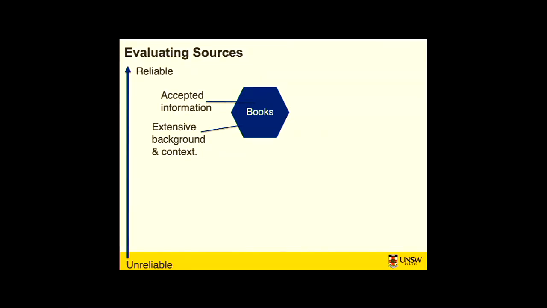Books will have accepted information, extensive background and context. But if you want to update yourself on what's happened more recently, then you look at the journal papers, and I've shown you how you do that now. So maybe even in the book, there's a reference. It says, oh yes, the precise topic you're interested in, here's a paper.